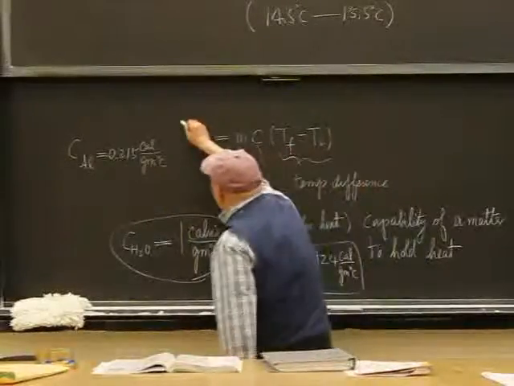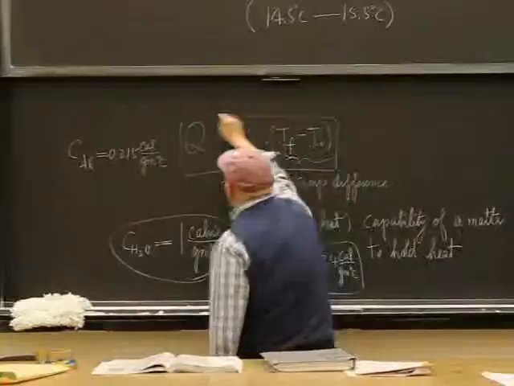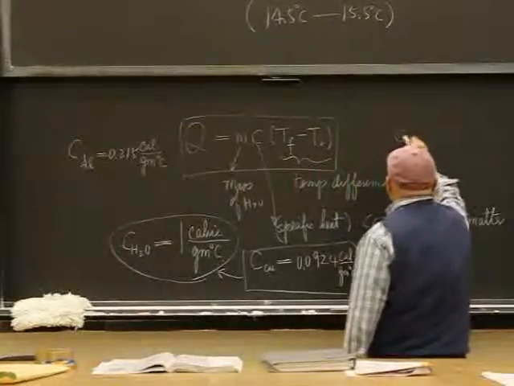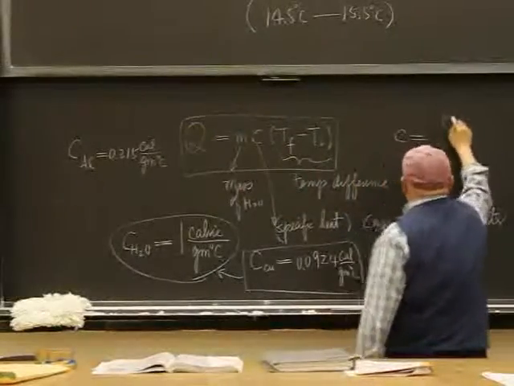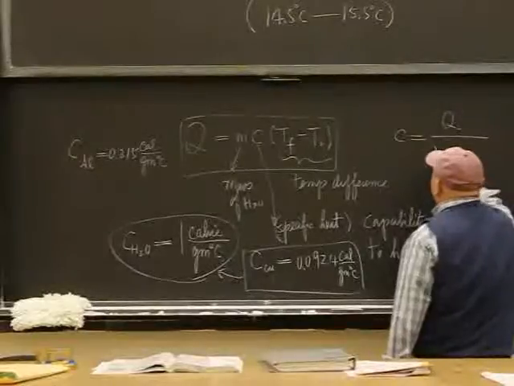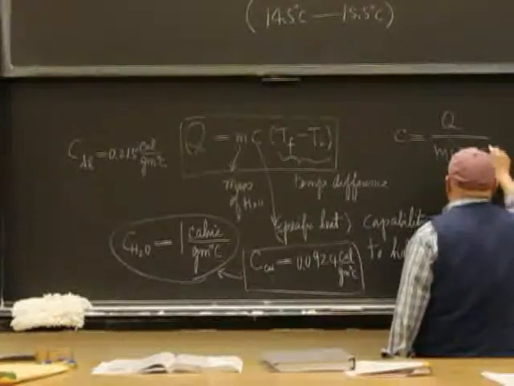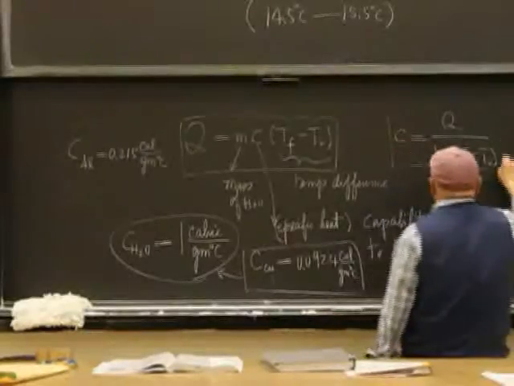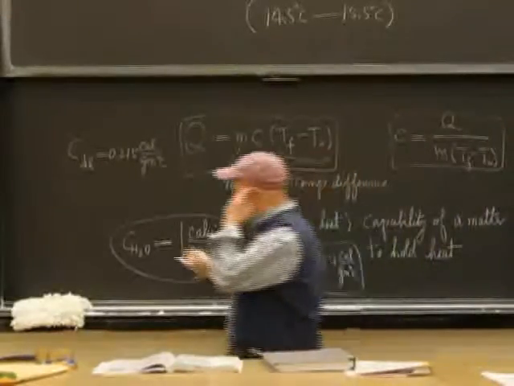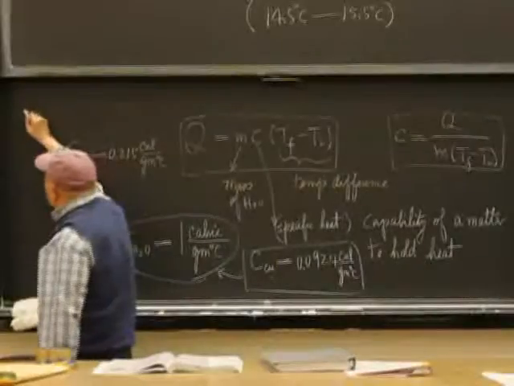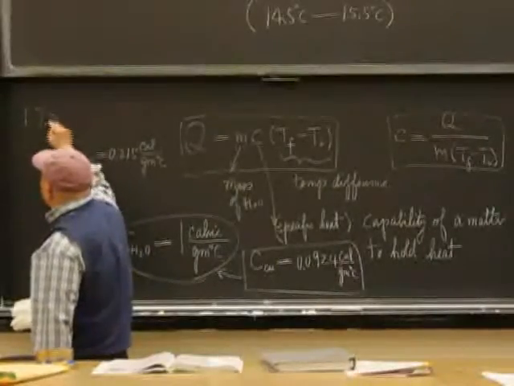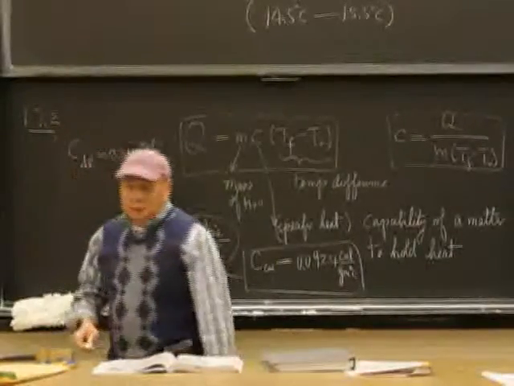This is somewhat a definition. So C equals Q divided by m times (T sub F minus T sub I). This is how you find the specific heat. This belongs to section 17.2.